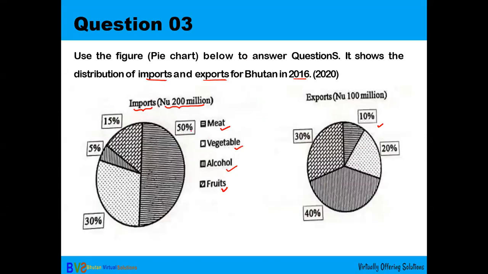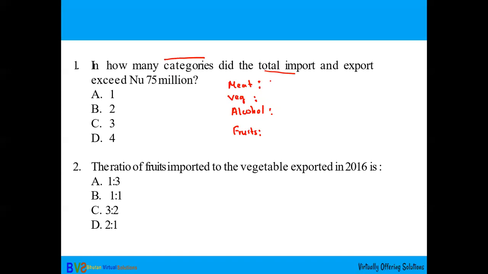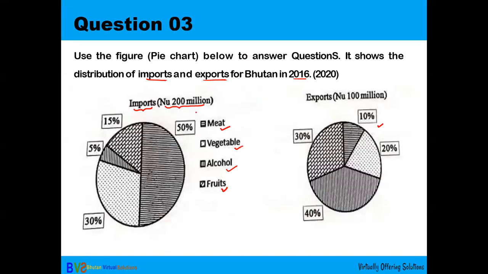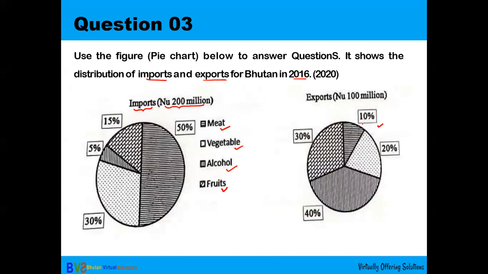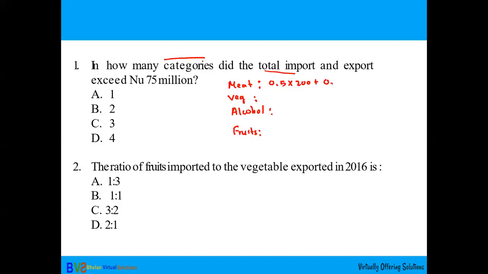For meat, he imported 50%. So 50% is 0.5 of 200 million, plus export. He exported 10%, so that is 0.1 times the total, which is 100 million. When you solve 0.5 times 200 plus 0.1 times 100, you get 110 million. That means it exceeded 75 million. So category 1, meat, is included.